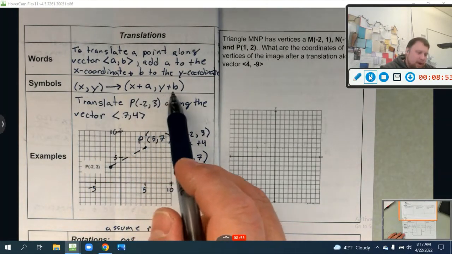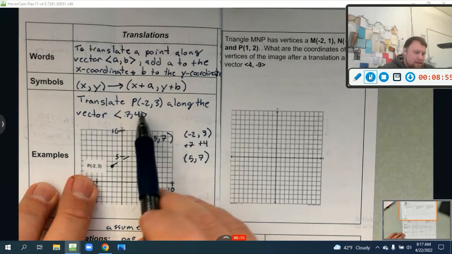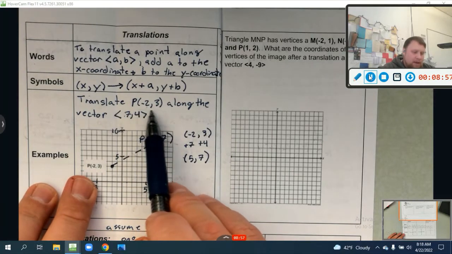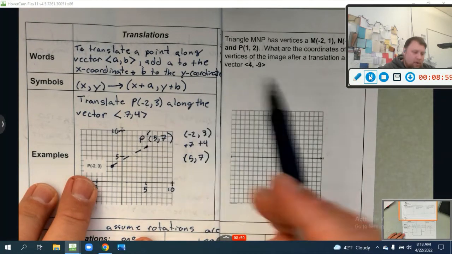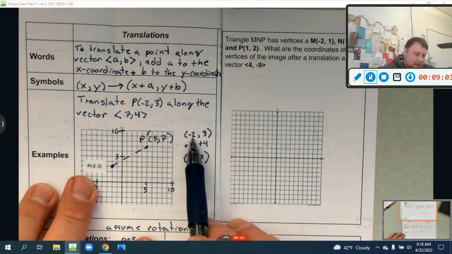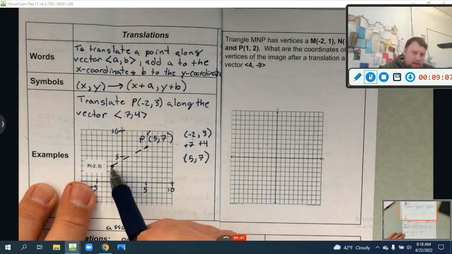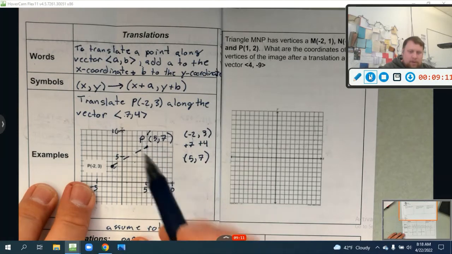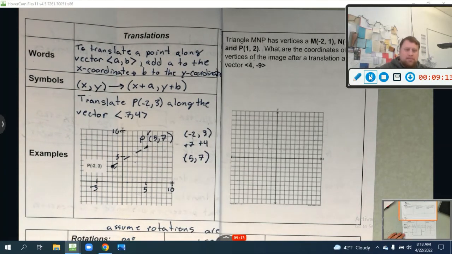So to translate the point P, (-2, 3), along the vector (7, 4), what do we do? We take (-2, 3). We're going to add 7 to the x and add 4 to the y. That becomes the point (5, 7). You can see it move from right here, our original point on your paper, and it moves up here. That's called a translation. It just moves it, in a direction like a piece on a board.